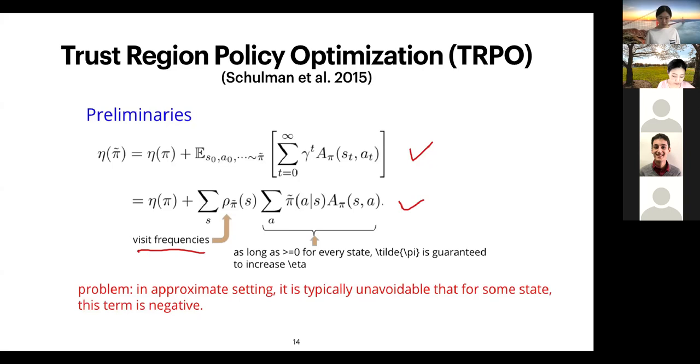Okay, so again, this is simple math. But one thing that is really interesting to notice is that as long as this term is greater than or equal to zero for every state, then pi tilde is guaranteed to increase, right? Because it's just the summation over all the states for this term, and this frequency is definitely positive. Therefore, as long as this term is greater than or equal to zero for every state, you can guarantee that pi tilde is an improved version of pi. Its value will be higher, right?